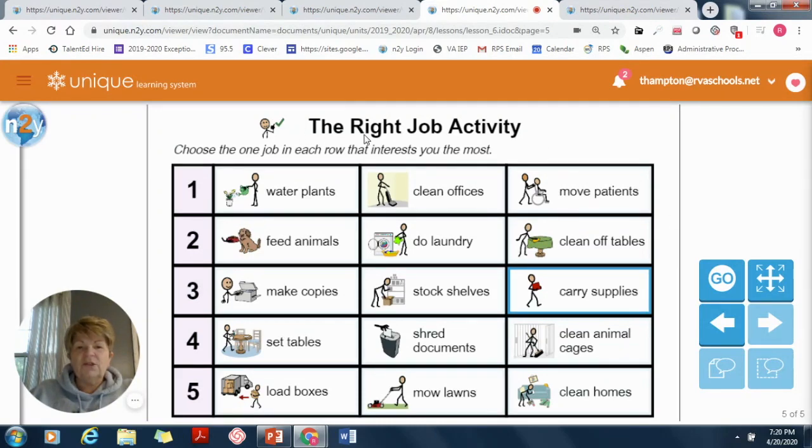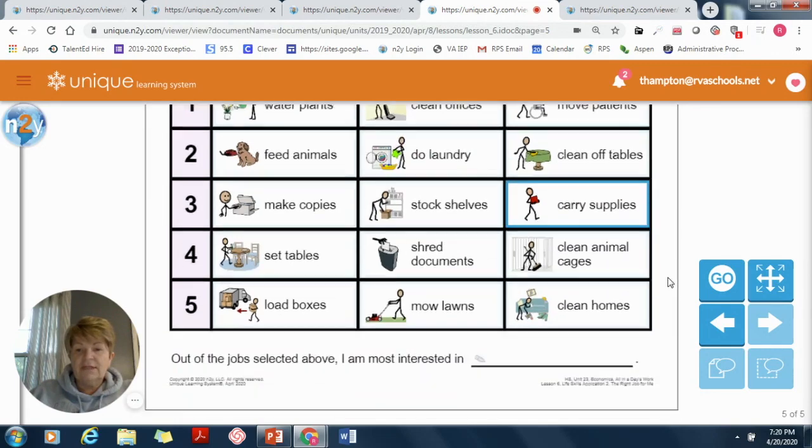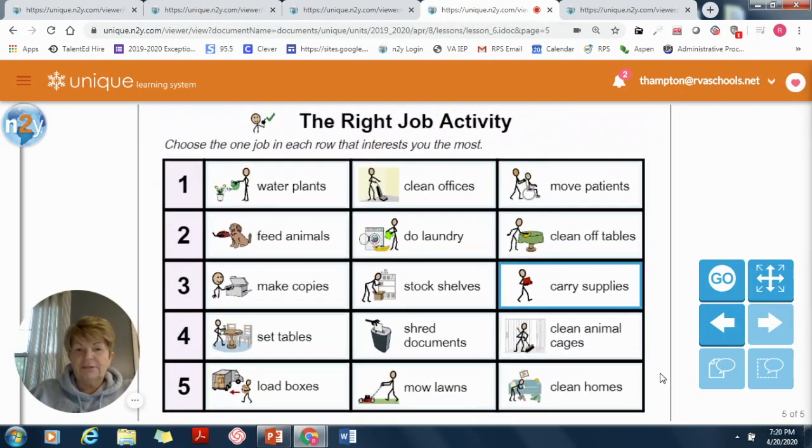So this is the right job. We're going to choose one job in each row that interests us. Okay. So just as we had rows in our other activity, we have rows here. Okay. So we have row number 1.